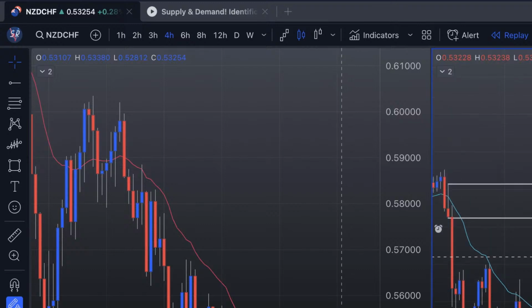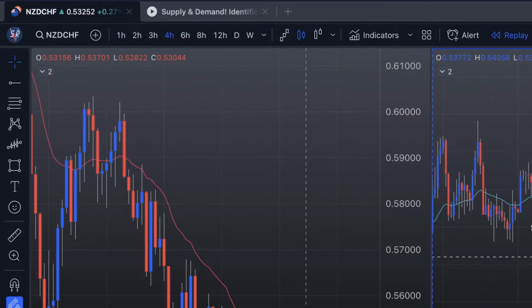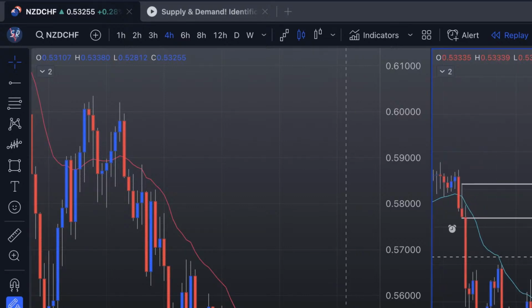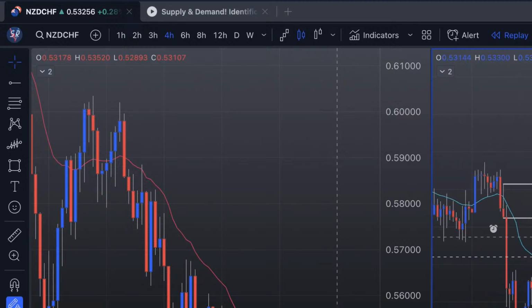Similar story on the Kiwi against the Swiss. Came almost down to demand, kind of hovering there, moving sideways. You can make an argument it's in an uptrend, a little minor uptrend, but I'm not going to mess with that. I'm not going to mess with that.